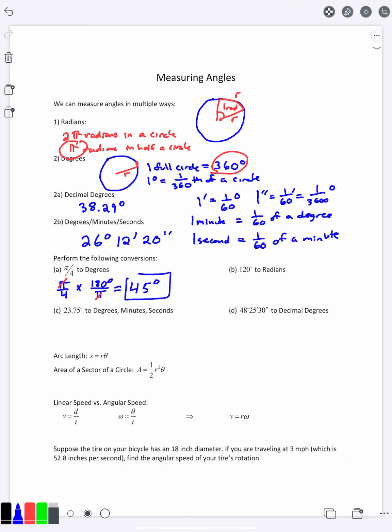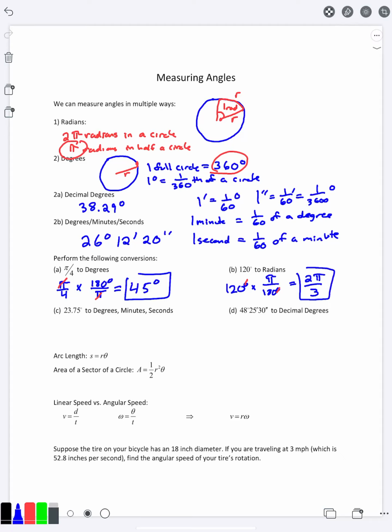And then we want to do the reverse process, going from degrees to radians. We'll take our 120 degrees, and instead of having 180 over pi, we put pi over 180, so the degree parts cancel out. We're left with the pi parts. And let's see, 120 over 180, we're going to get 2 pi over 3 here.